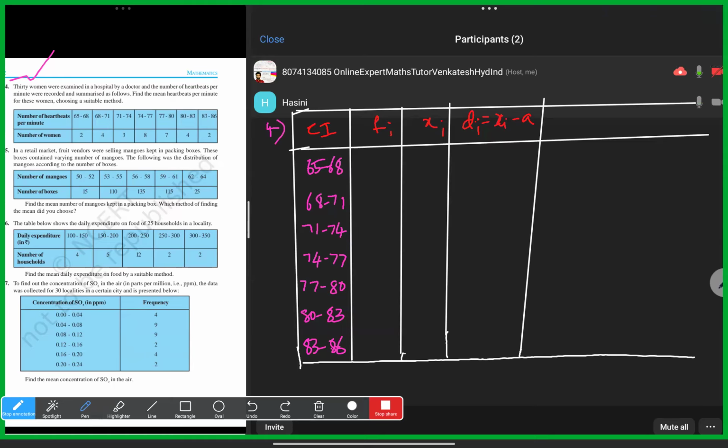Now I am writing the fi values, Hasni: 2, 4, 4, 3, 8, 7, 4, 2.